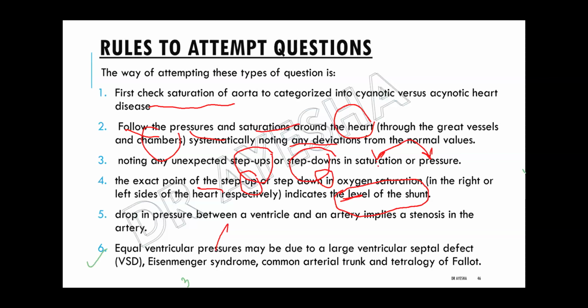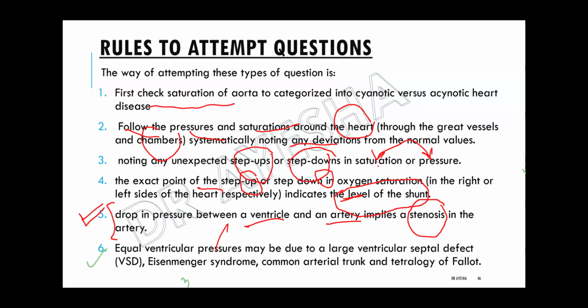Then this is an important point which I mentioned, and we will practice it as well. Compare the pressures between the ventricles and the artery. This is very, very important to check for stenotic lesions. If you have an obstruction between the ventricle and the artery, then there will be a pressure difference between the ventricle and the artery, and we will see an example as well.